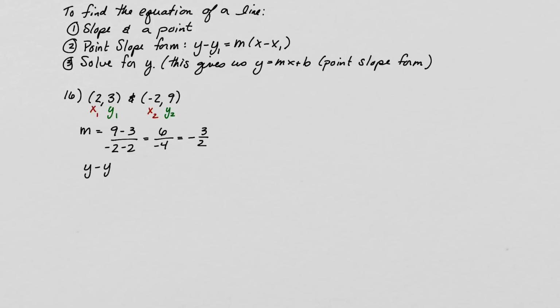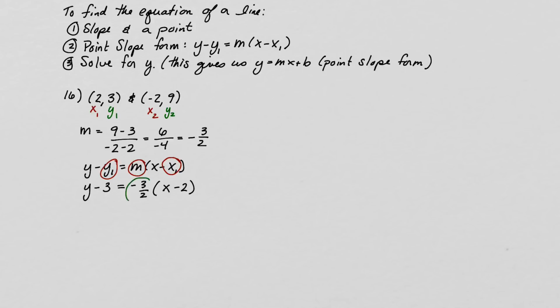Then I'm going to plug into that point-slope form. So y minus y1 equals m times x minus x1. The things I'm going to plug in are the x1, the m, and the y1. I'm not going to plug in for the y and the x. Those are going to stay. So y minus 3 is going to be -3/2 times x minus 2.